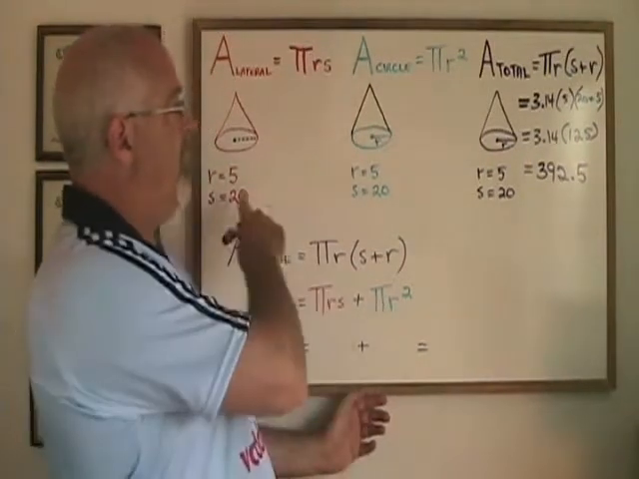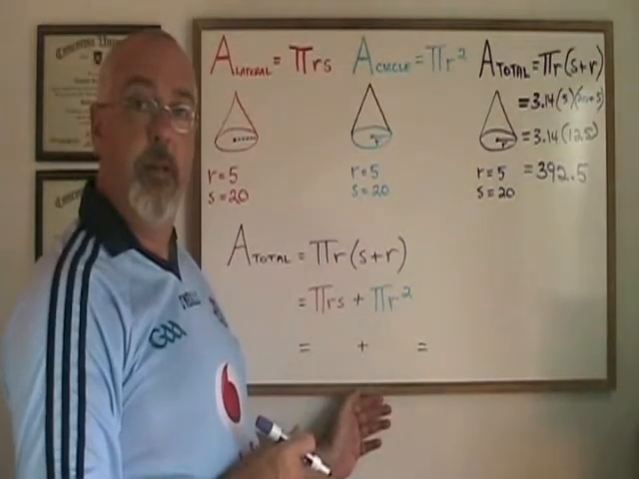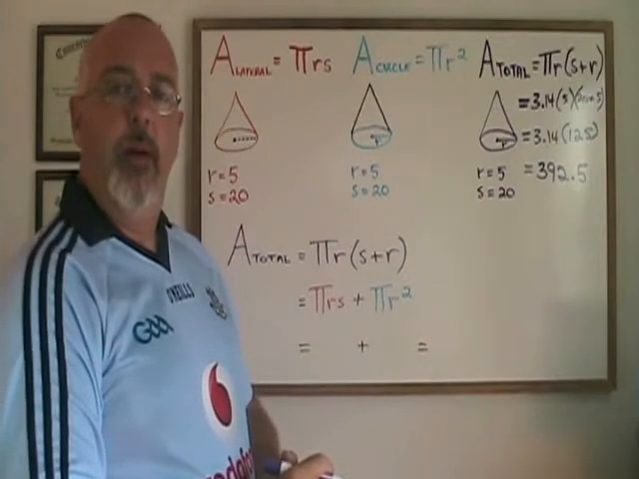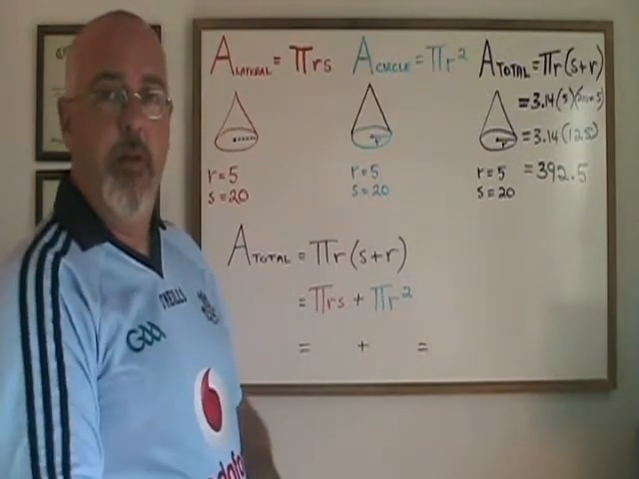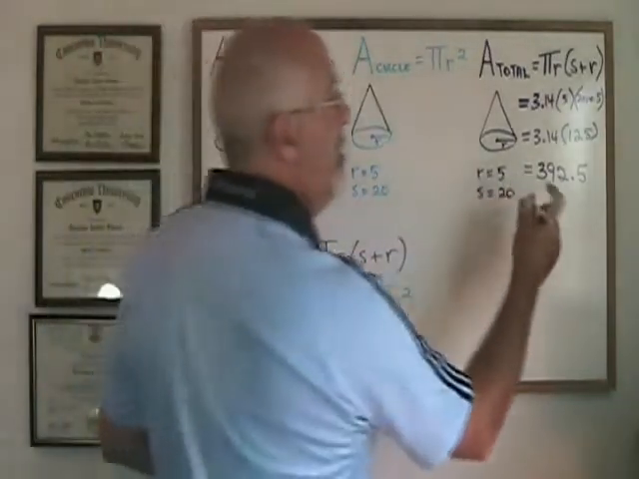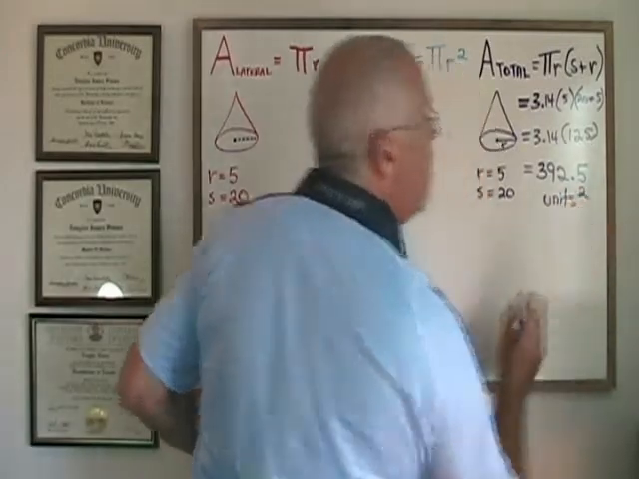For our unit, no units were given in this example, to keep it simple and because I'm running out of space on this whiteboard. But when I'm not given a unit when I do a math problem, I'd like to use the word unit as my unit. In this case, because it is area, I have 392.5 units squared.